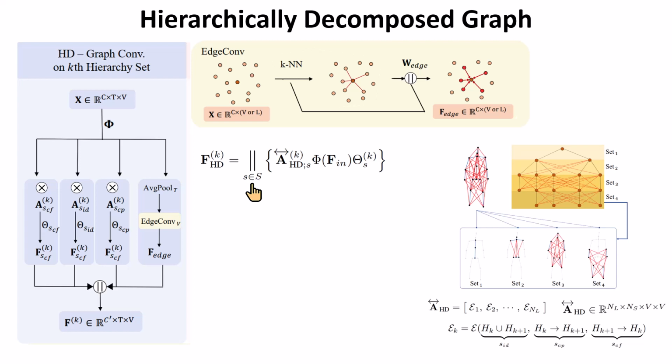We say we have an adjacency matrix for the K hierarchy set. How many hierarchies do we have? We have 4, because we have 4 edge sets. For each of them, we look at the one that corresponds to this subset S, and we select that adjacency matrix. And for the input Fin, we pass it to the function phi, which is some matrix multiplication that maps from C dimension into C over 4.